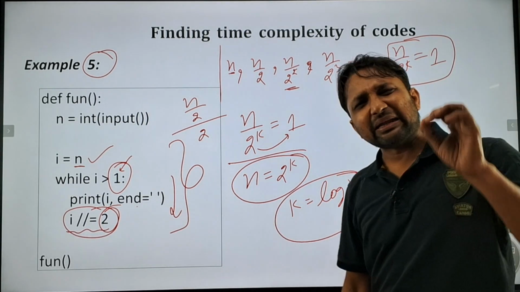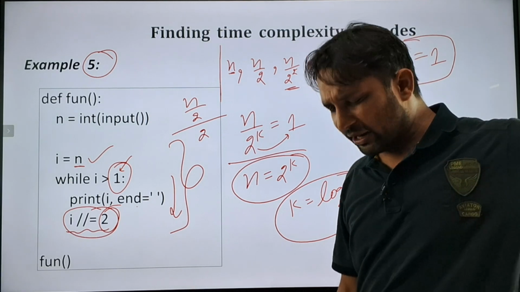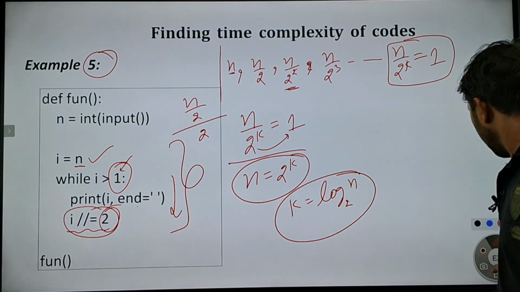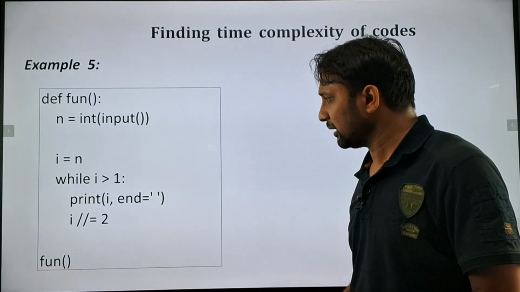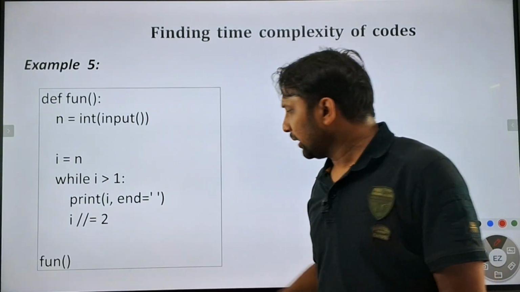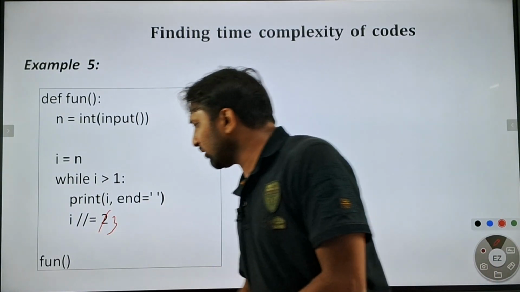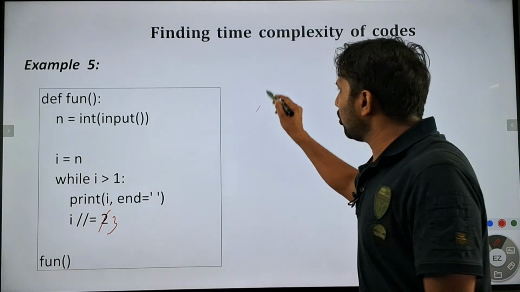So whenever you see multiply and divide, the time complexity is log n. That's it. Let me modify this code here itself. One more thing I want to do: rather than dividing by 2, if I divide by 3, then what will be the time complexity? Nothing new. Log n base 3.